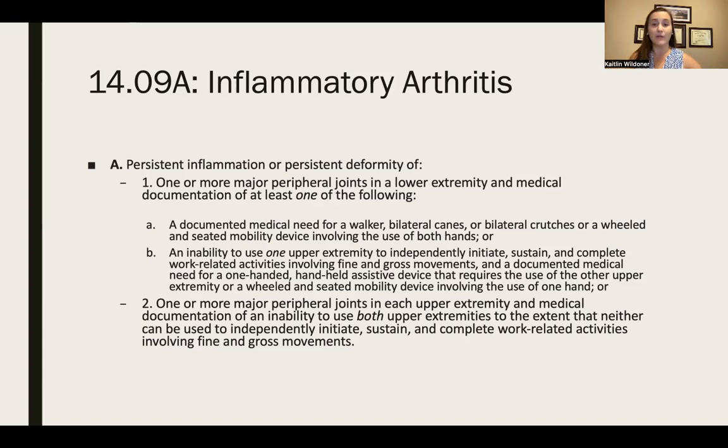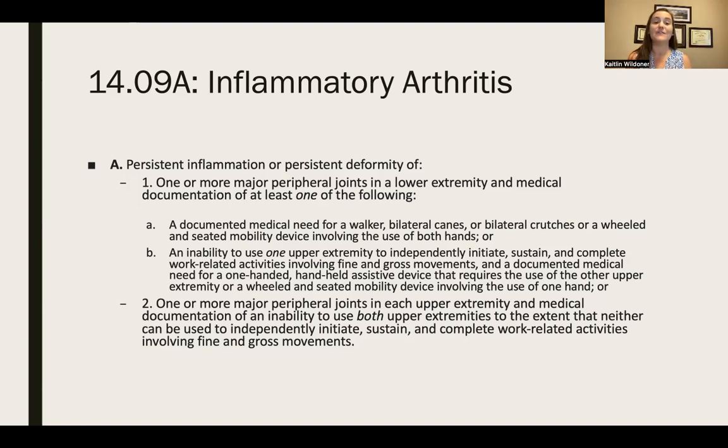You've got to have the persistent inflammation or deformity in the lower extremities, as well as an inability to use both upper extremities, whether that's because you need a walker, bilateral canes, bilateral crutches, some kind of assistive device that requires the use of both hands, or if it's because you have a one-handed assistive device and you can't use the other upper extremity for some reason. Okay, so that's 1409A1.